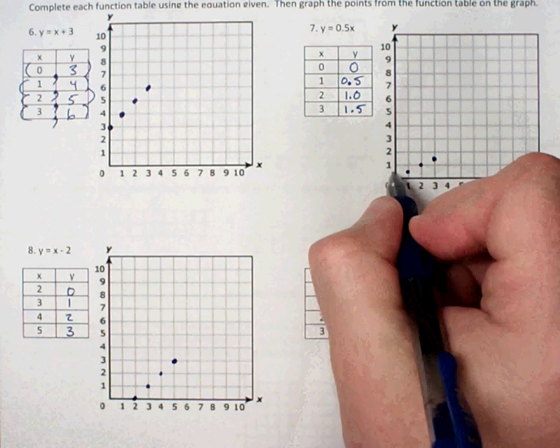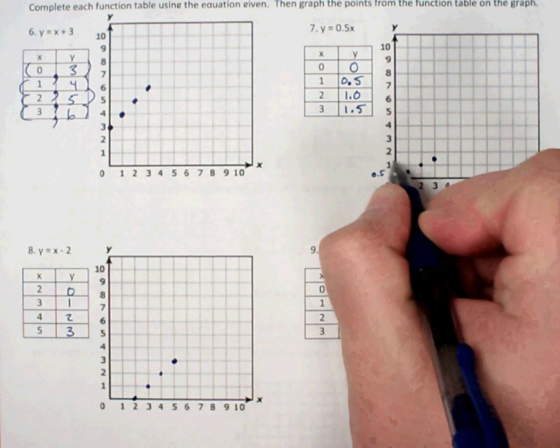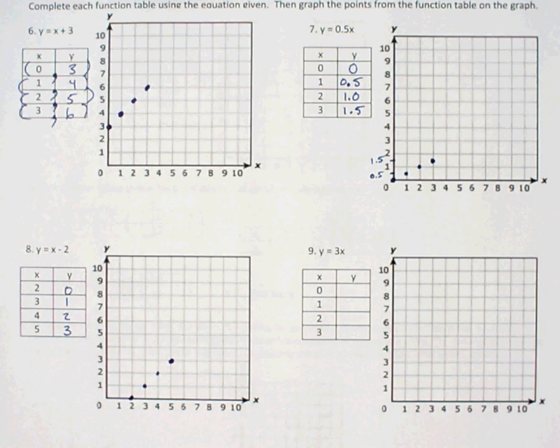I will say on this one, remember that my 0.5 is just 1/2, so this is 0.5 right here, and this is 1.5 right there, in between 1 and 2.